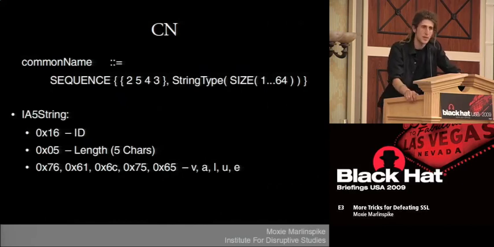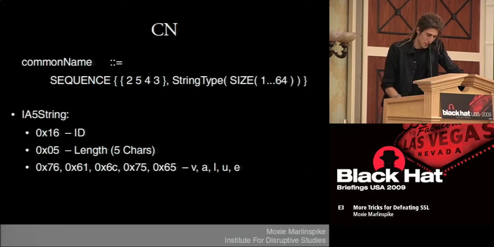An IA5 string is formatted like this, where there's a single byte, 0x16, that identifies it as an IA5 string. And then there's a 1 byte length. That length field specifies the length of the string to follow. And then there's the actual string, 1 byte per character. So if the string contained the string value, it would look like this: you'd have 0x16, 0x5, because it's 5 characters long, and then you'd have the ASCII representations of each character.